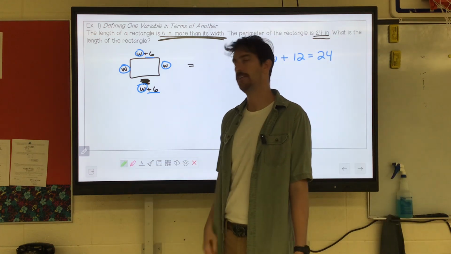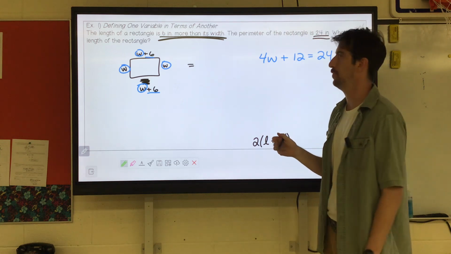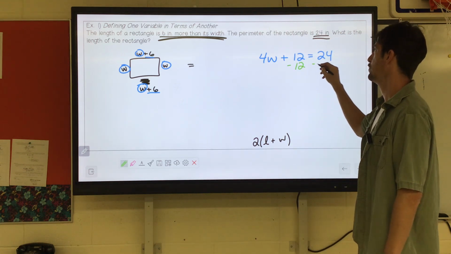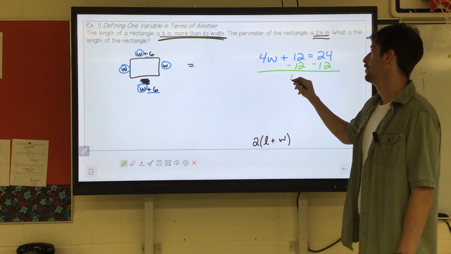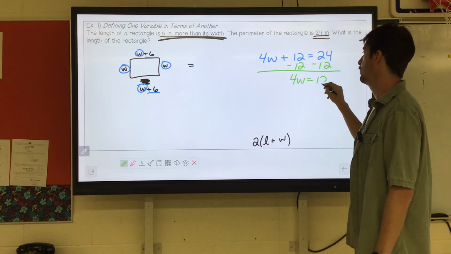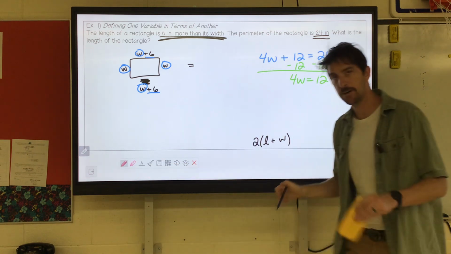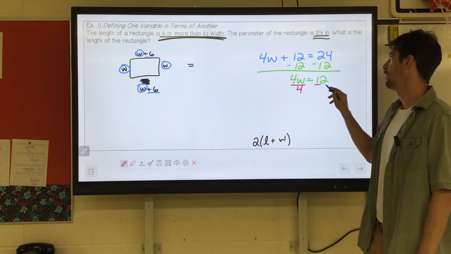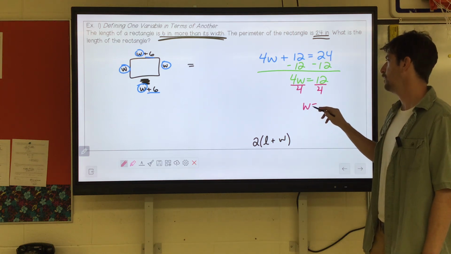Now this is a pretty easy equation to solve once you're set up. We're going to subtract the 12 from both sides. 4W equals 12. And then we're going to have to divide it by the 4. And we get W equals 3.